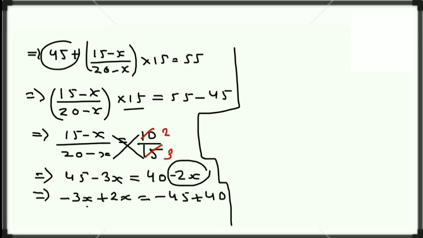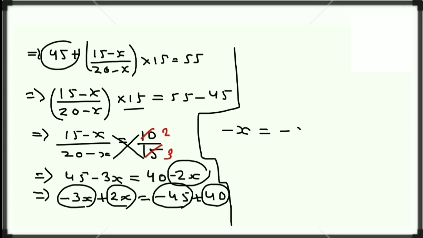Okay, here minus 3x plus 2x. After subtracting, here we obtain minus x equal to, and here also minus 45 and plus 40. After subtracting, here we obtain minus 5, and this sign of subtraction and this sign of subtraction can be cancelled out, and finally here we obtain x equal to 5. This is our final answer.